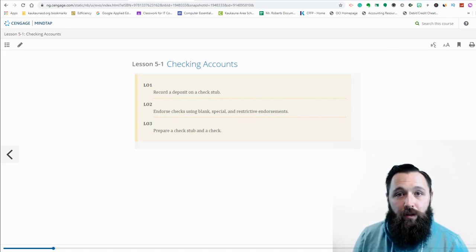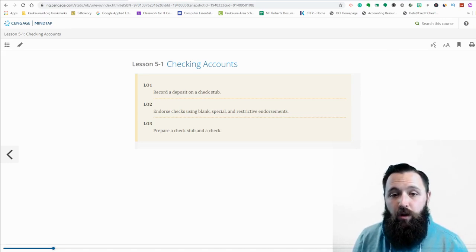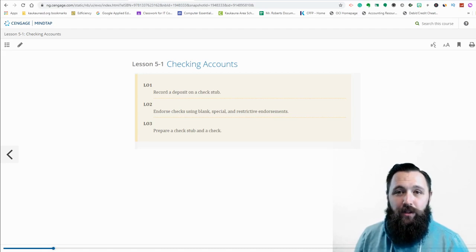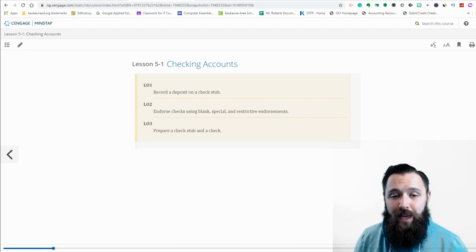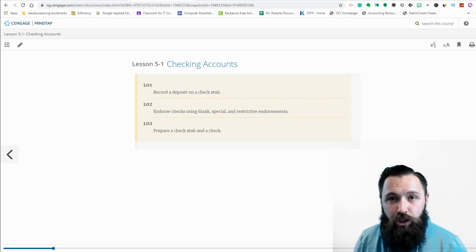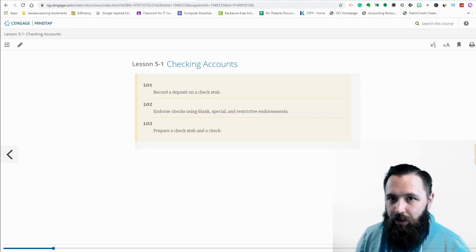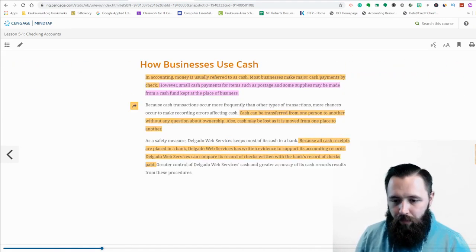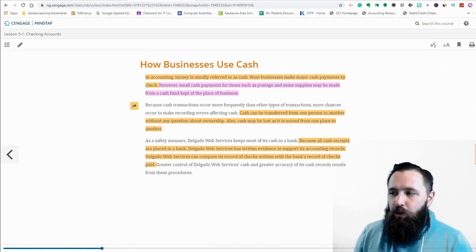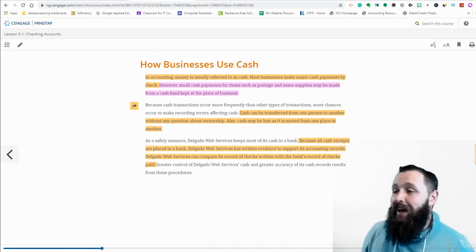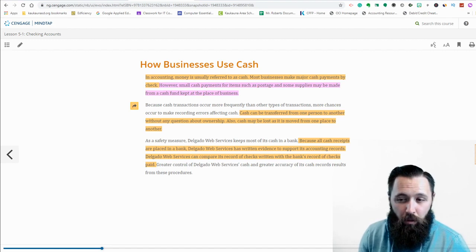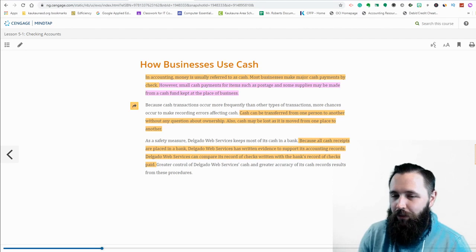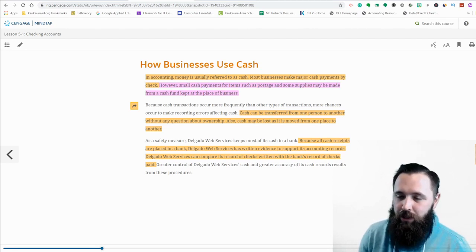Lesson 5.1, we have 3 learning objectives. The first one is going to be record a deposit on a check stub. Next one is going to be endorse checks using blank, special, and restrictive endorsements. And then the last thing is going to be prepare a check stub and a check. And that's going to be the big hands-on activity that we do for this chapter. You can see here that I've highlighted a lot of different things because I think that almost every single page in this chapter is important. So I'd go through every single one, especially for 5.1.